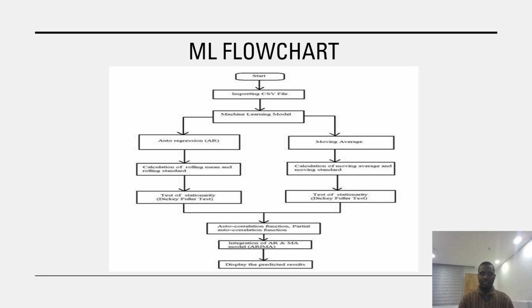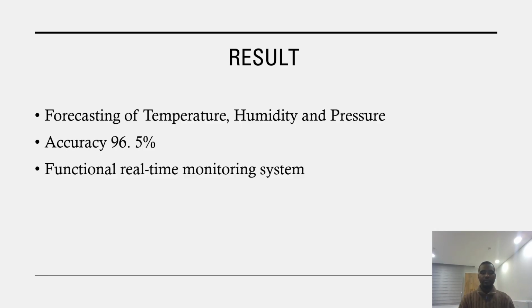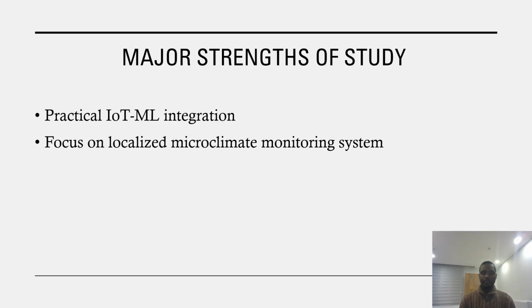This shows the machine learning flowchart from the start of it. The CSV file is imported, and then the machine learning model is implemented. Then, of course, the results are displayed. The result of the research shows a 96.5% accuracy. They were able to forecast temperature, humidity, and pressure, and the forecasting was also achieved in real time.